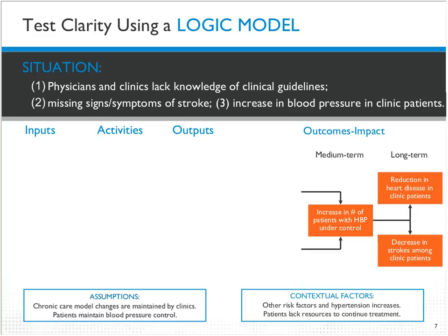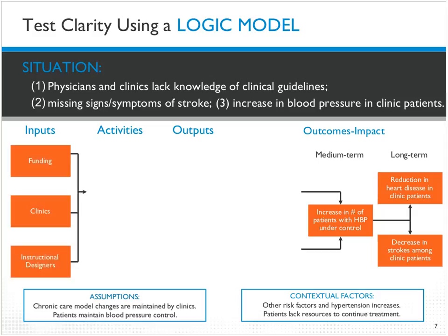There are other contextual factors to consider, and these are things within the environment that this program is going to exist in. We want to be aware of these because they will interact with and can influence the success of our program. Some of these factors are that there are going to be other risk factors and hypertension increases that we need to be aware of. And likewise, we know that there are going to be some patients who lack the resources to continue the treatment. So we're going to keep this in mind as we think about developing this program.